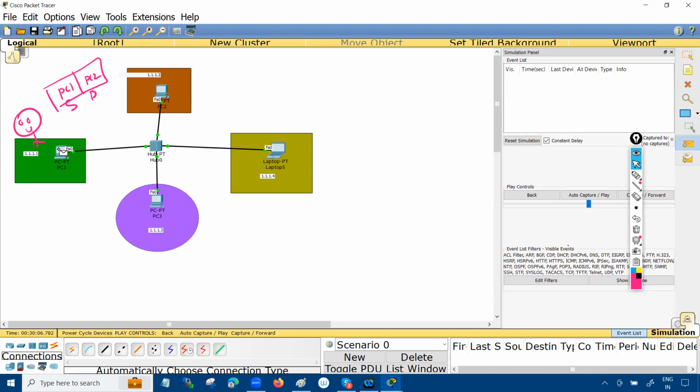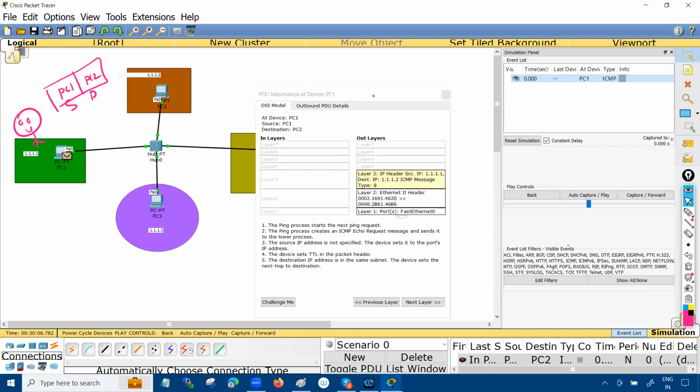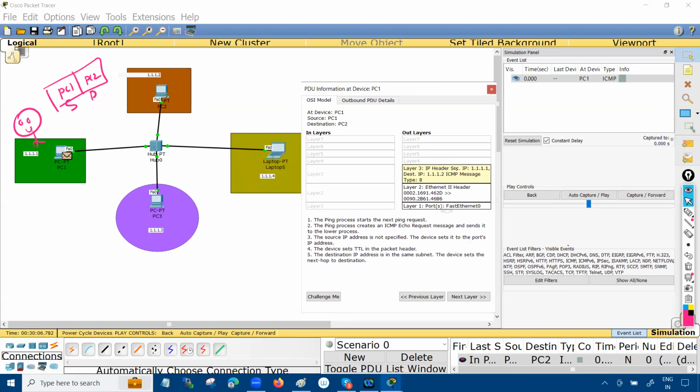From PC1, I'm sending the data to PC2. Guys, please pay attention. This is the hub problem. See the problem of the hub. So this is my normal ICMP packet. If you open this packet, click on this one, you can see the source IP address is 1.1.1.1 and the destination IP address is 1.1.1.2, right? Source is 1.1.1.1, destination 1.1.1.2.